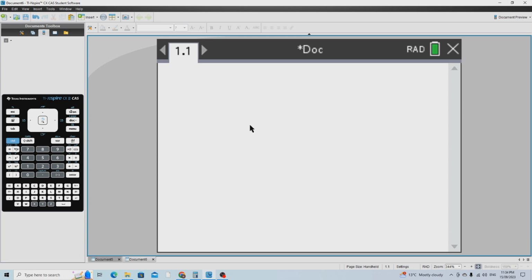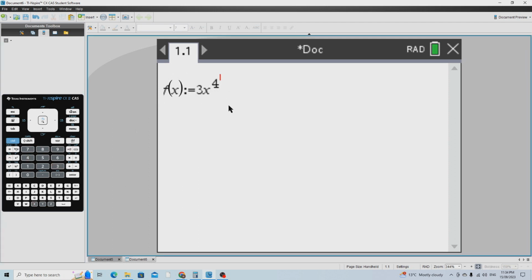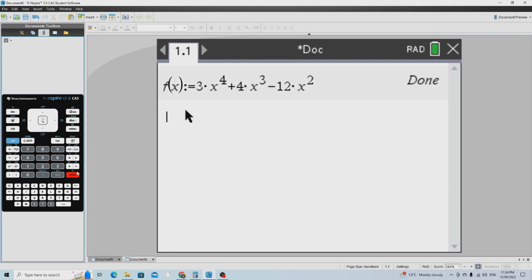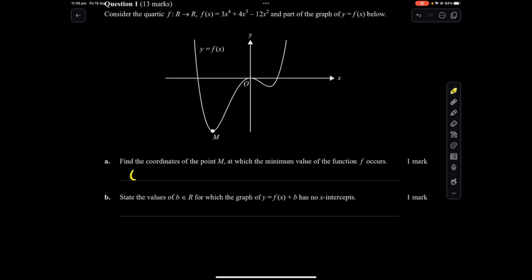Okay, so I'm going to define the function. f of x is defined as 3x to the power 4 plus 4x to the power 3 minus 12x squared. All right, so we want the actual minimum value. So we go on menu, calculus, minimum value of f of x, comma x, and it occurs at x equals -2, perfect. So what's f of -2? And here's your x value and your y value. Let's write that down. So we can say -2, -32, done.